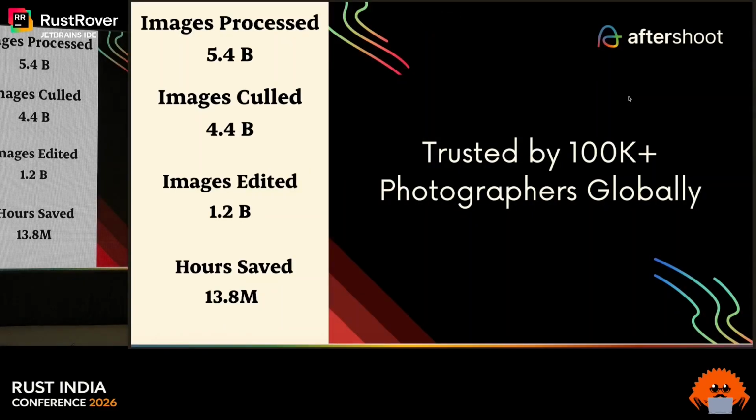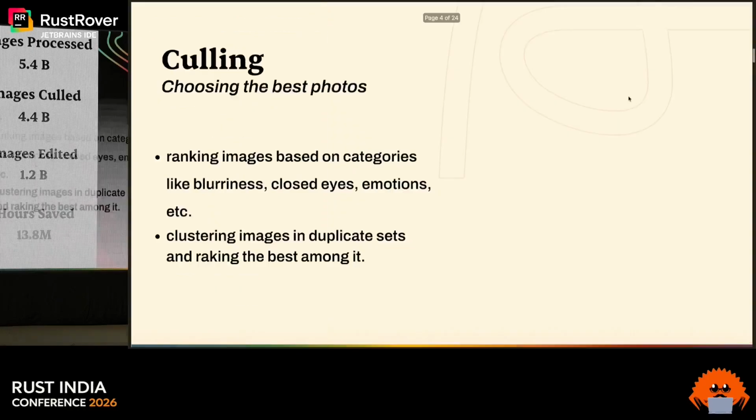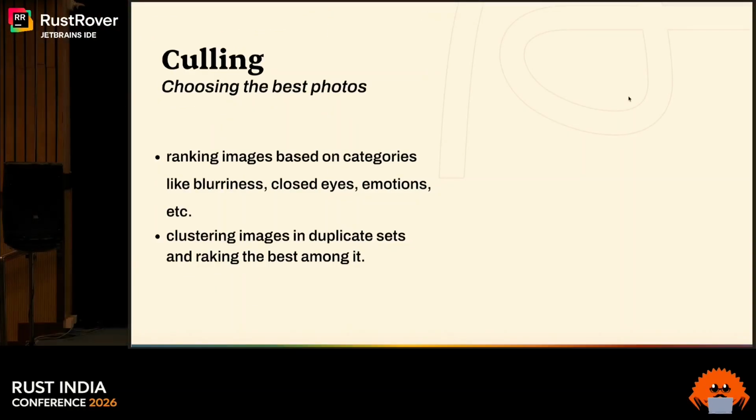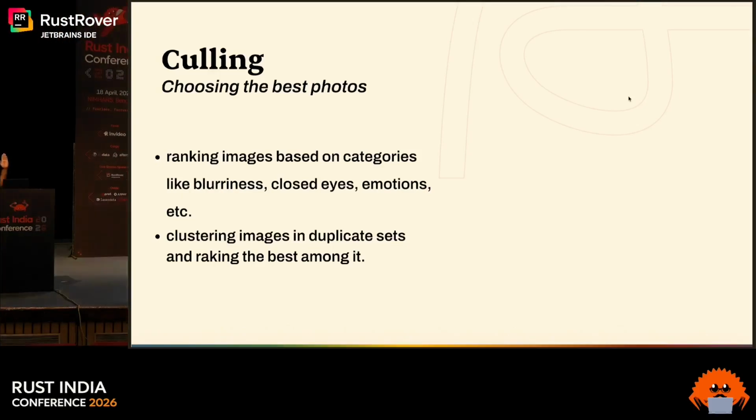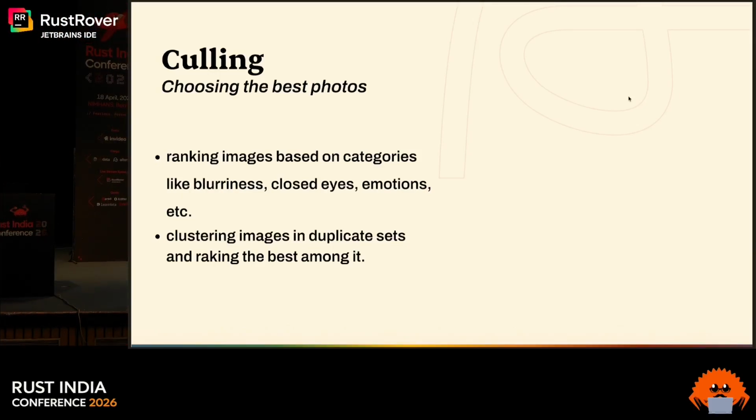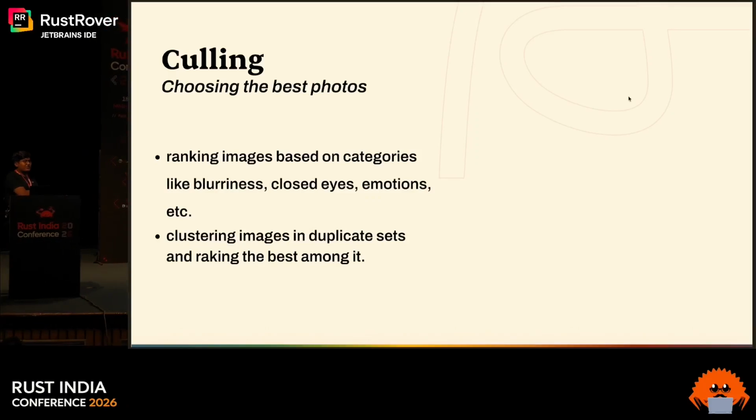Aftershoot aims to make the lives of photographers easier. We have two features mainly, culling and editing. For culling, the aim is to choose the best photos. We run our machine learning models on your images, and we rank them based on categories like blurriness, closed eyes, emotions, etc. Imagine you are a wedding photographer, and you shot 10,000 images in a wedding, but you cannot deliver those 10,000 images to the customer. The customer needs the best 500 or maybe 1,000 images at best.